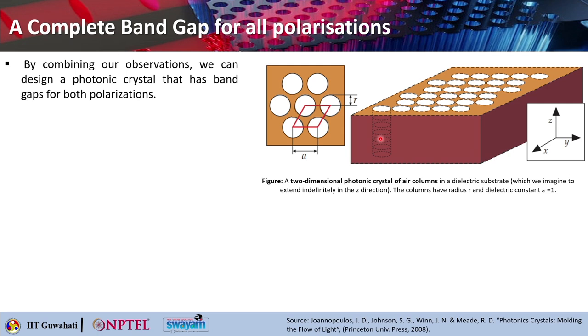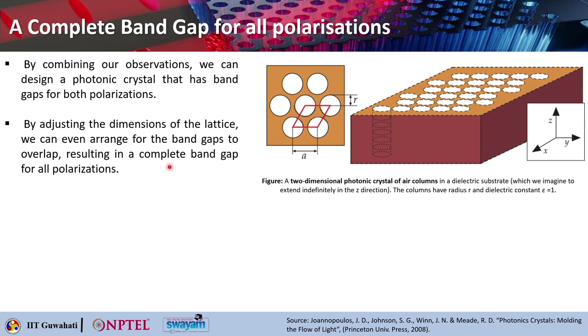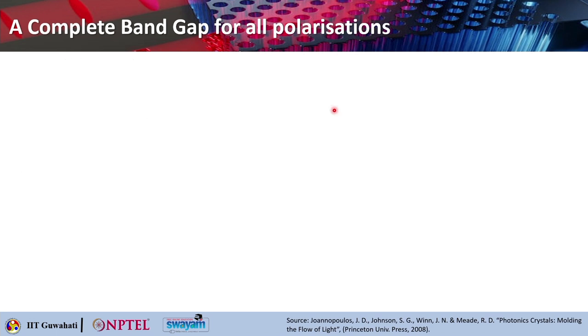So this is what we are looking for. We are having a two-dimensional photonic crystal of air columns. So these are basically holes, you can say air columns, and you have made a hexagonal or triangular array in a dielectric substrate, which is imagined to be extended infinitely in the Z direction. So what are the parameters here? You can consider the columns to have radius R, and these are air, so dielectric constant of 1, and this is the period. So you can adjust the dimensions of the lattice and this air gap in such a way that you are able to overlap the two band gaps in order to get complete band gap in both polarizations, right?